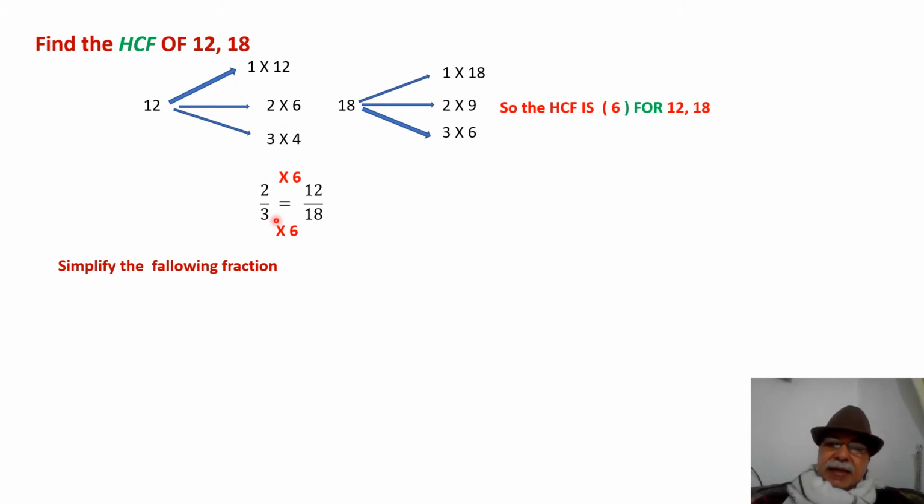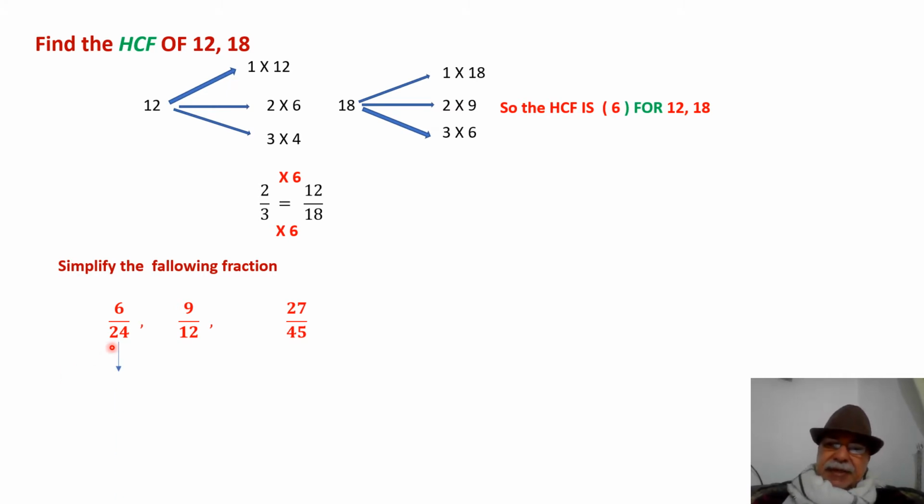Now another example: simplify the following fractions. I have here three fractions: 6 over 24, 9 over 12, and 27 over 45. How can I simplify these? I will start with 6 over 24. Please watch carefully and listen.